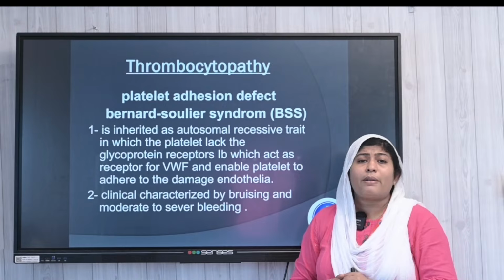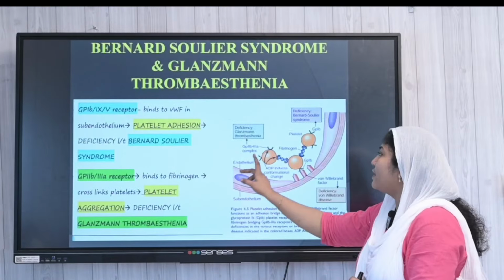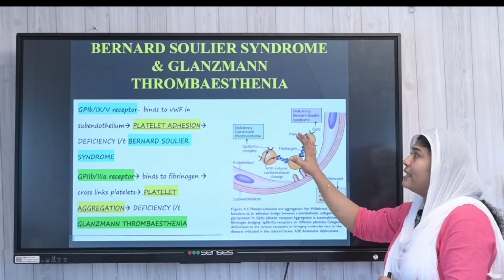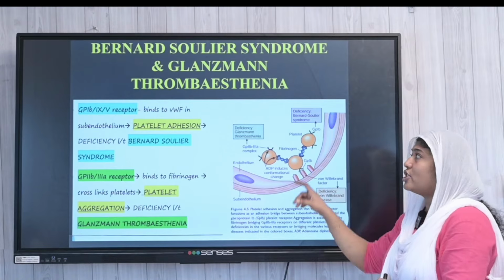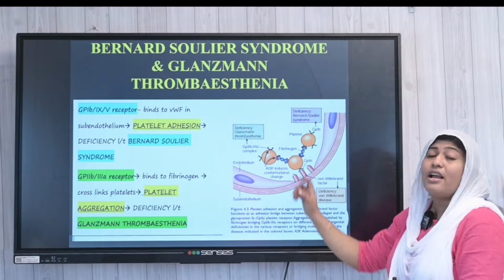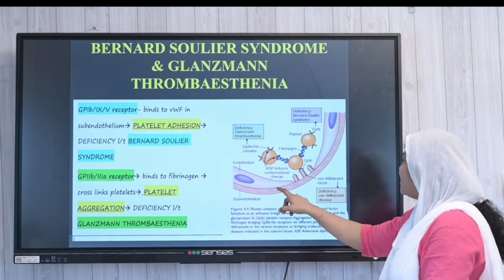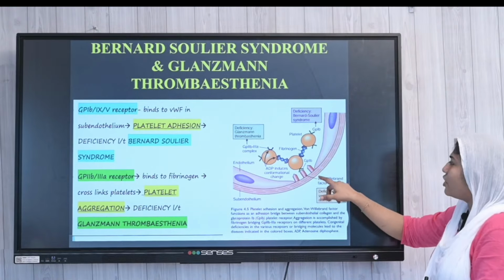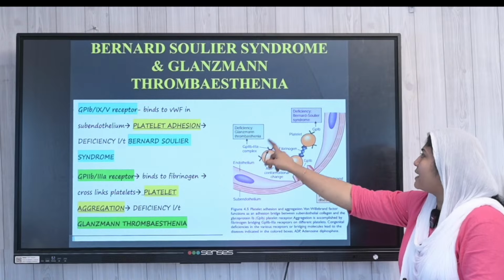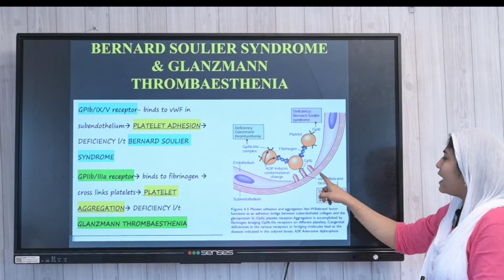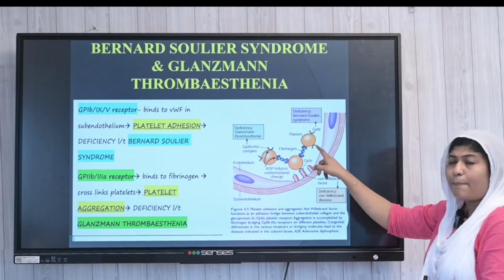So, these are the two conditions with a qualitative problem in adhesion as well as aggregation: Bernard-Soulier syndrome and Glanzmann thrombasthenia. Let us see this image. This is our blood vessel. Whenever the blood vessel has an injury, the glycoprotein 1b receptor comes and attaches to the injured area with the help of von Willebrand's factor to form a plug.